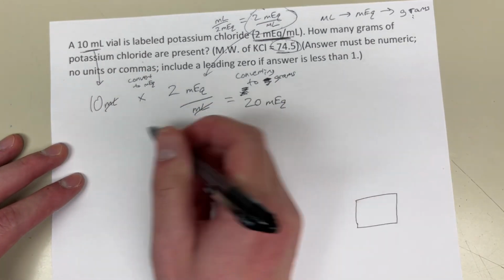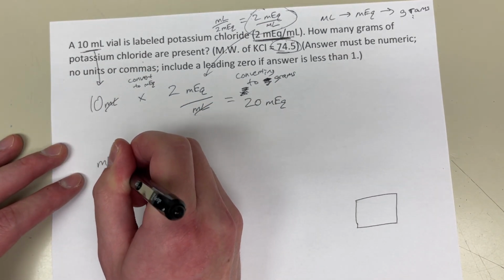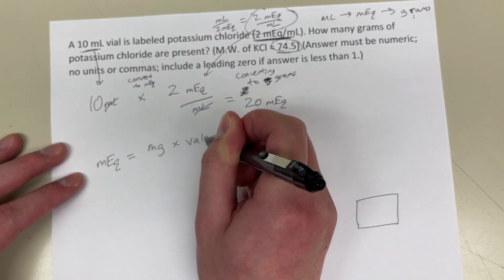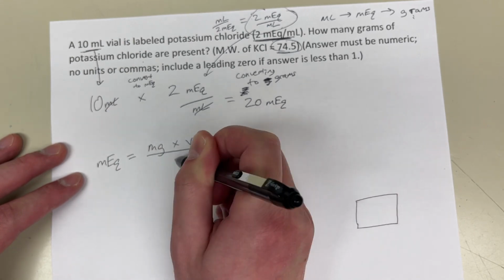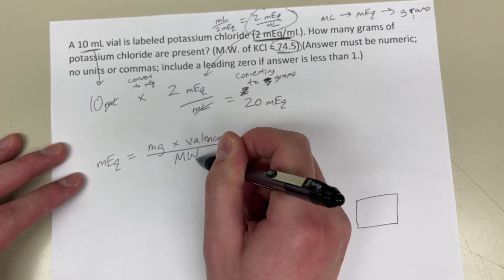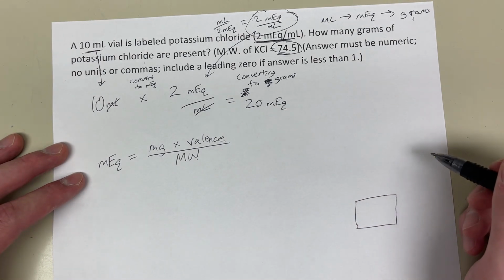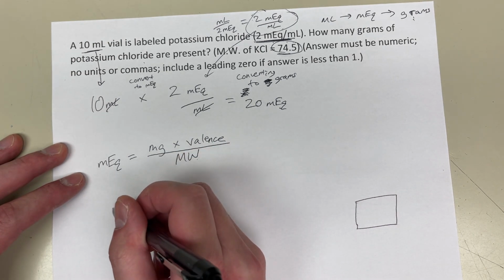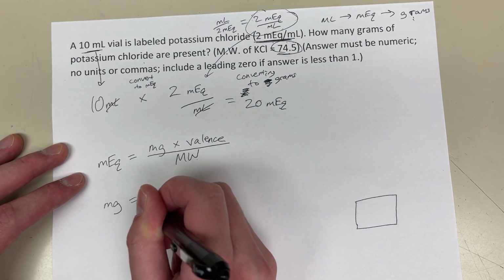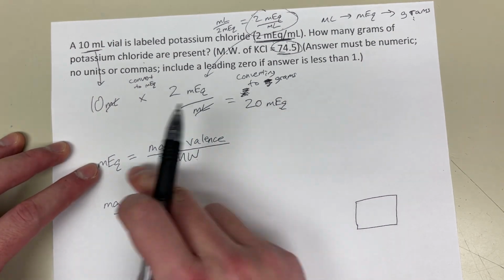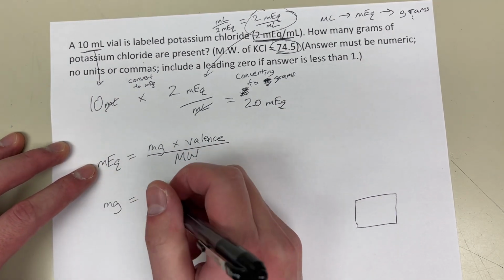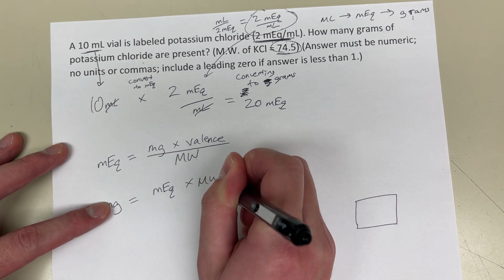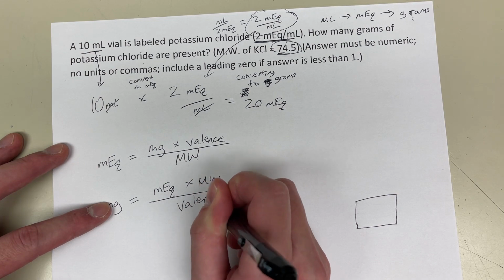And then to convert to grams, I'm going to use the formula that you should memorize. I just memorized this one formula. Milliequivalents equals milligrams times valence, all divided by molecular weight. But we already have milliequivalents, so I'm just going to derive this formula to find milligrams. I just multiply by molecular weight on both sides and then divide that by valence. So the formula is milligrams equals milliequivalents times molecular weight, all divided by valence.